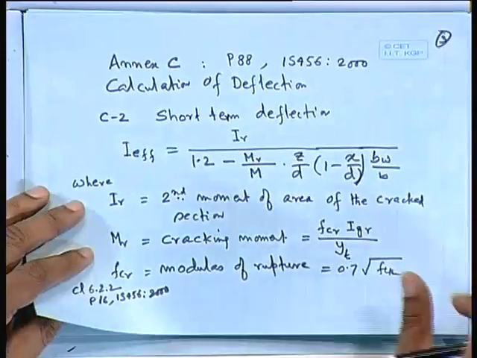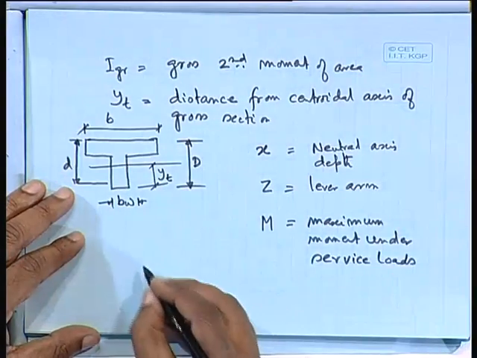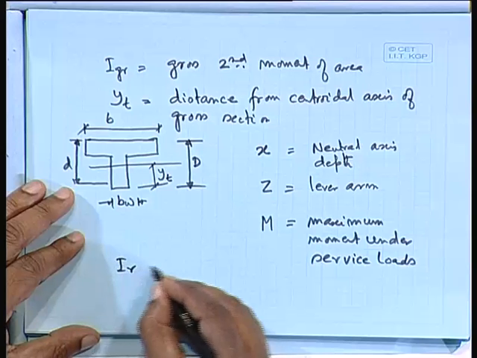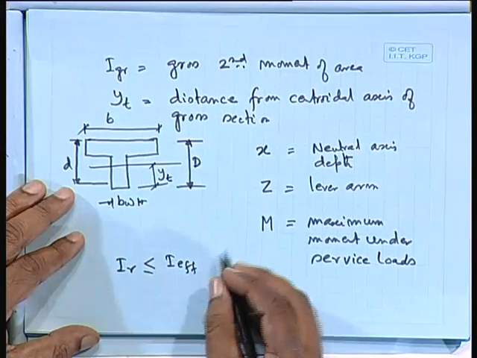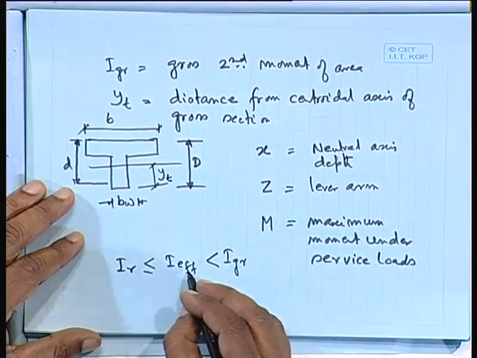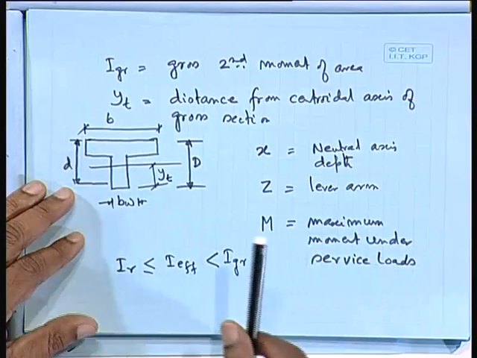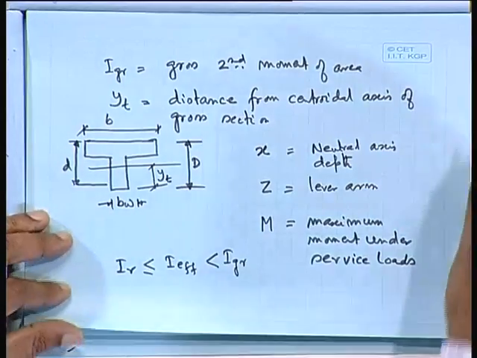And it does not end here, there is one restriction, and that I should say: I effective should lie between IR and IGR. That means whatever you are getting as I effective, if it comes less than IR, then you have to take IR, that value you have to take.